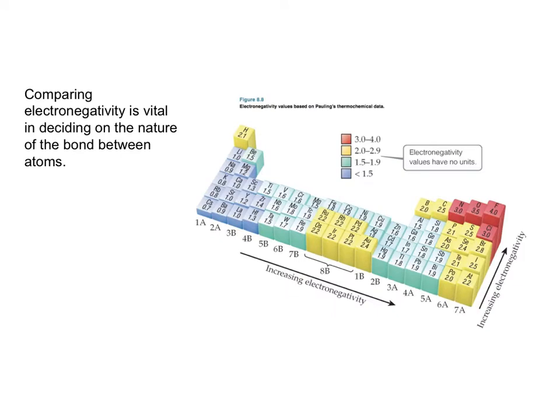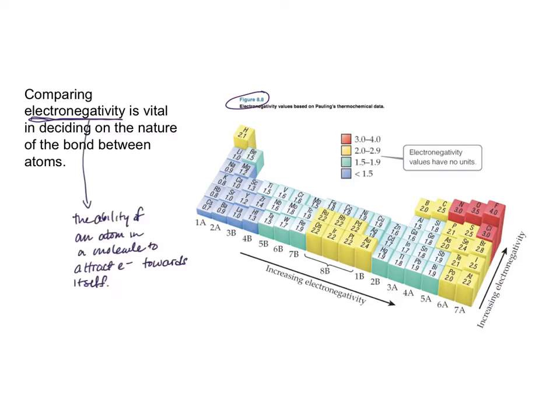I hope that you have heard of this property of atoms known as electronegativity. This figure here comes out of your book, figure 8.8, and this shows electronegativity values. Now, we probably ought to define electronegativity before we get too much farther. Definition of electronegativity: the ability of an atom in a molecule to attract electrons towards itself. Okay, so it's a tug on electrons by an atom that is sitting next to other atoms. Okay?